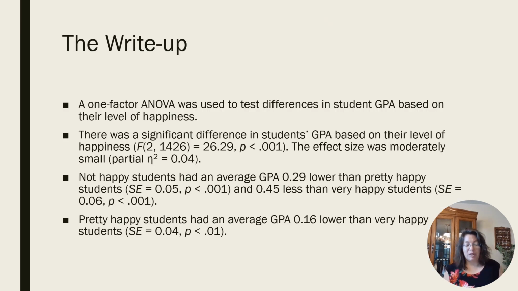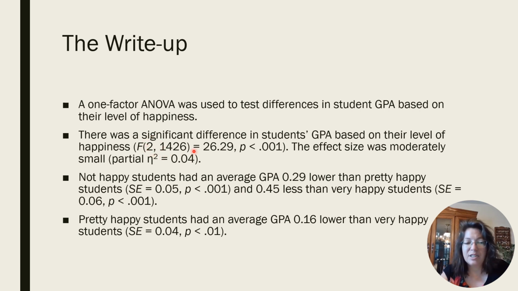Our write-up is going to be a little bit longer than anything we saw for the t-tests. So we start off by explaining what we did. A one-factor ANOVA was used to test differences in student GPA based on their level of happiness. And then I report my overall findings, that there was a significant difference in students' GPA based on their level of happiness, and I give those F statistic results.